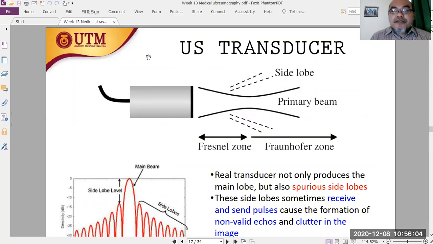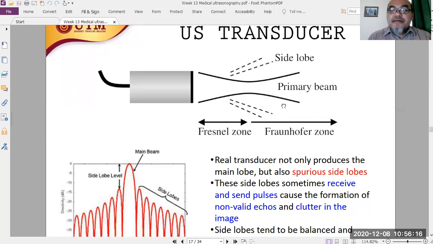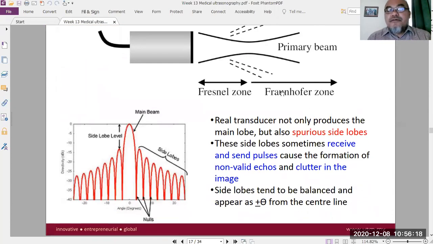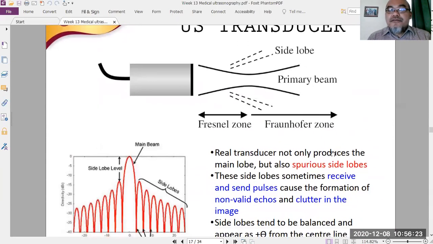So this is an example of an ultrasonic transducer. It has a Fresnel zone and a Fraunhofer zone. This is the side lobe, and this will be the primary beam in the middle. The transducer not only produces the main lobe but also spurious side lobes on the surrounding. These side lobes sometimes receive and send pulses, which causes the formation of non-valid echoes and clutter in the image. This side lobe, we don't want actually.